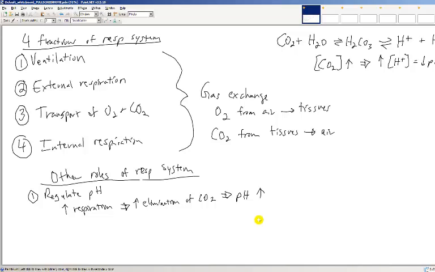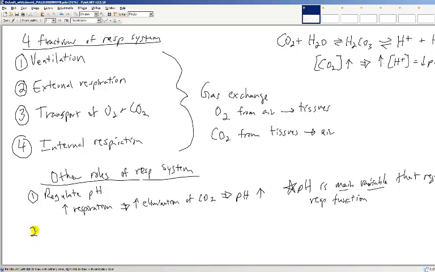And in fact, pH is the main variable that regulates respiratory function. So we'll talk about this at the end of this topic, but the thing that our respiratory system is actually most sensitive to is changes in pH, and changes in pH are the biggest driver to how fast or how slow we breathe, basically. Okay, so that's one of the other jobs of the respiratory system.